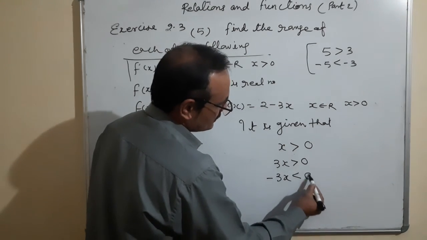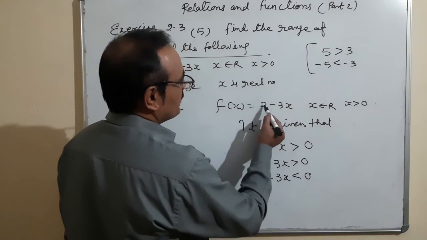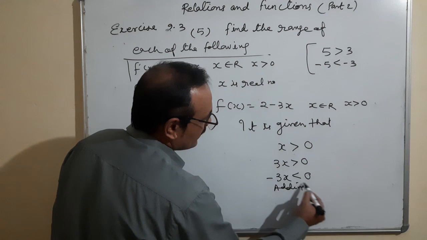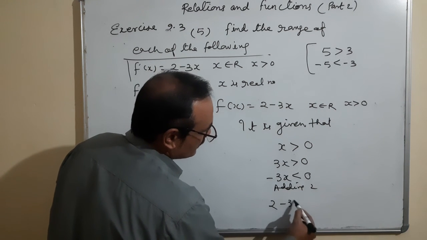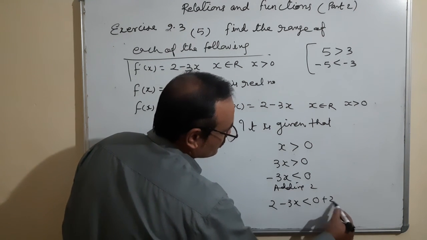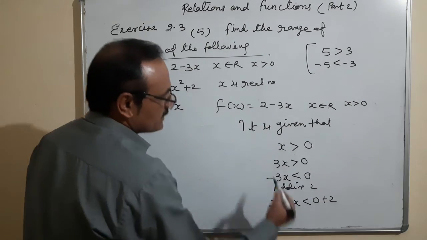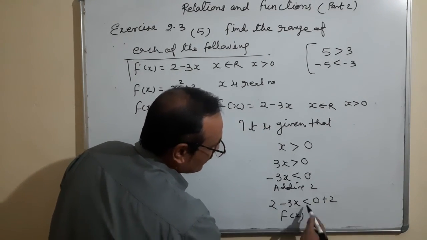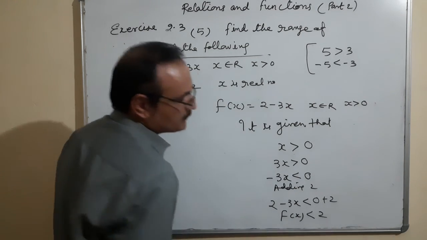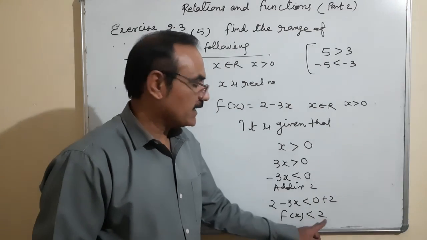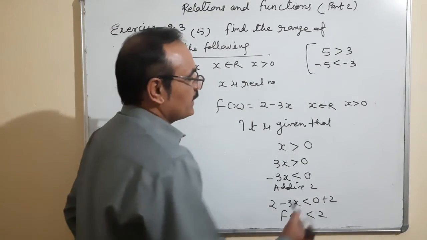0 doesn't have any sign, so it is 0 only. Minus 3x, and then adding 2 on both sides: 2 minus 3x is less than 0 plus 2. So what is coming? 2 minus 3x, actually it is f of x. F of x is less than 2, and the picture is clear. This function is less than 2. That means what is the range of it?